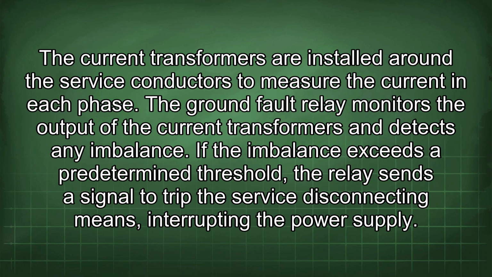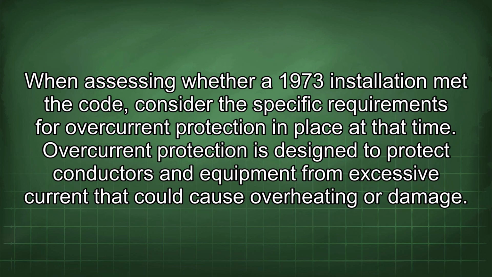The current transformers are installed around the service conductors to measure the current in each phase. The ground fault relay monitors the output of the current transformers and detects any imbalance. If the imbalance exceeds a predetermined threshold, the relay sends a signal to trip the service disconnecting means, interrupting the power supply. When assessing whether a 1973 installation met the code, consider the specific requirements for overcurrent protection in place at that time.